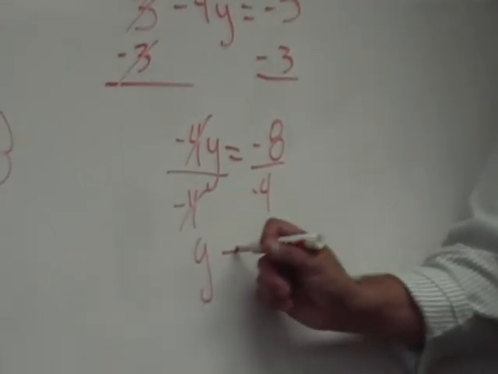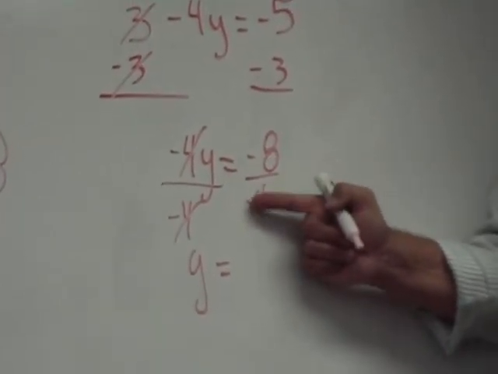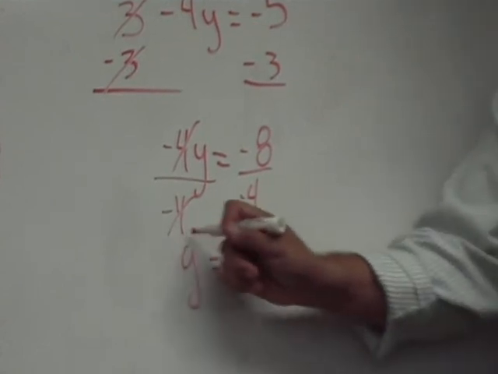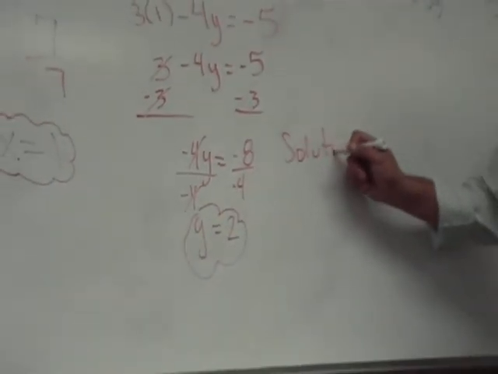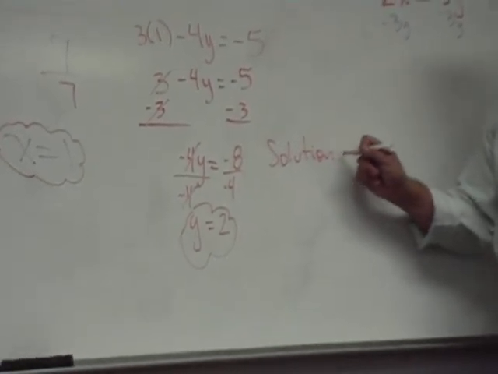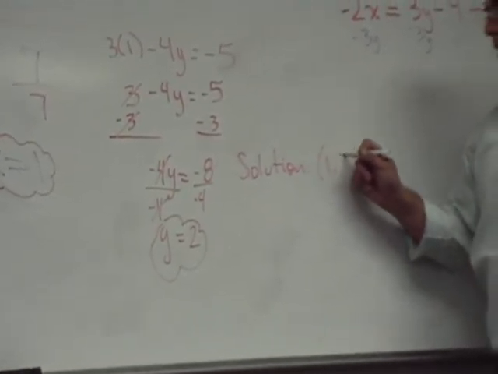Y equals what? Is that negative? You've got 2 negatives, so that would be positive 2. Again, we have a solution, which is the point (1, 2).